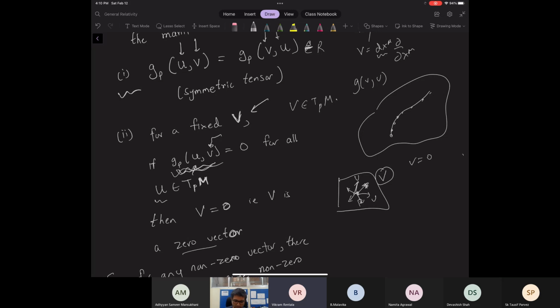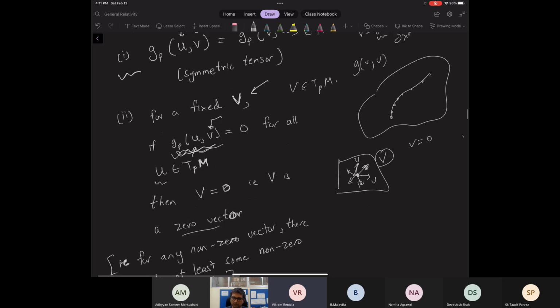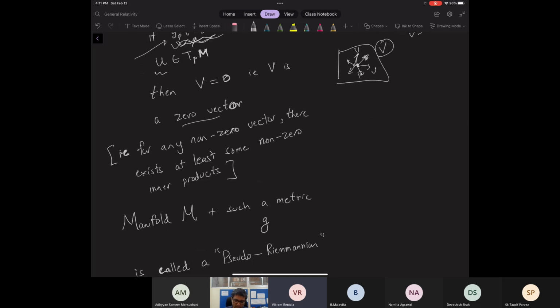So if V is a 0 vector, that's the only way that V will always give you 0 as its dot product with anything else. Any vector that is non-zero will give you at least some non-zero dot products. That is another condition that we assume is a property of the metric. It's a property of this g_P. So in words, we can state this property as: for any non-zero vector, there exist at least some non-zero inner products.